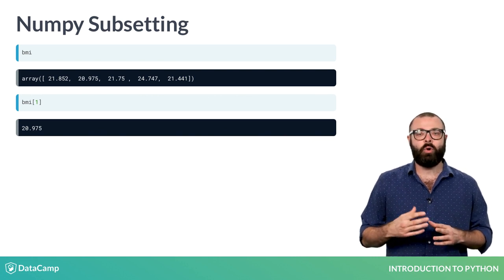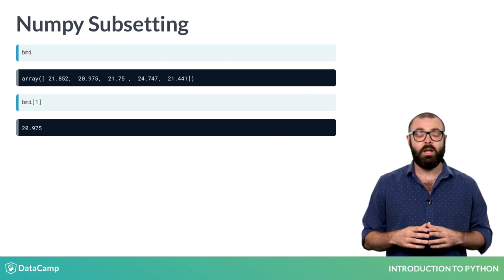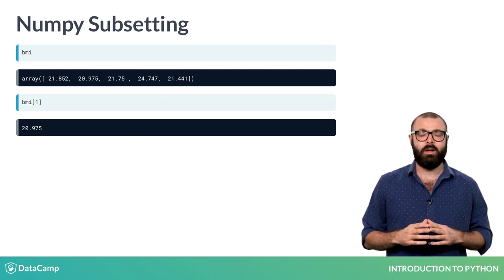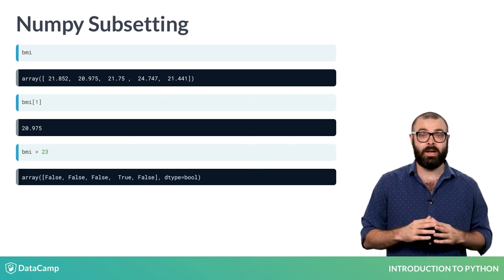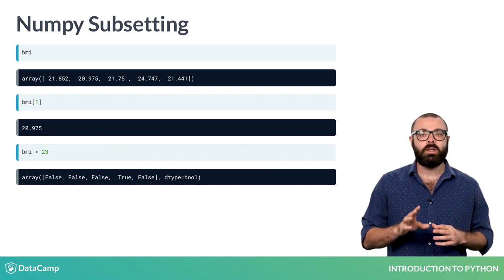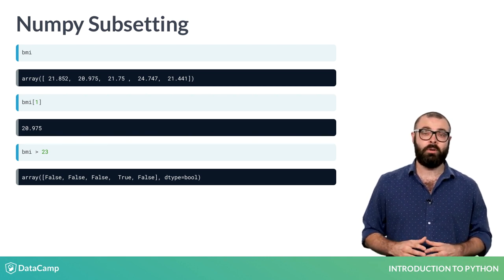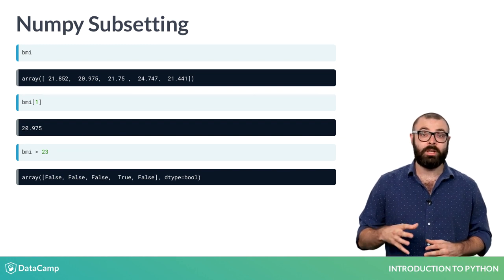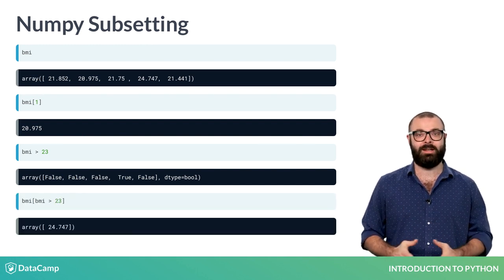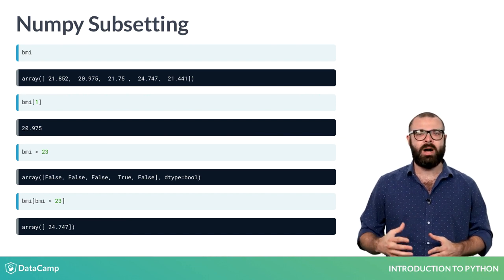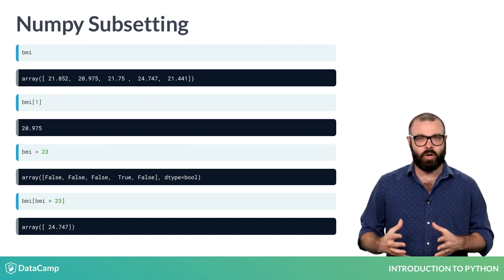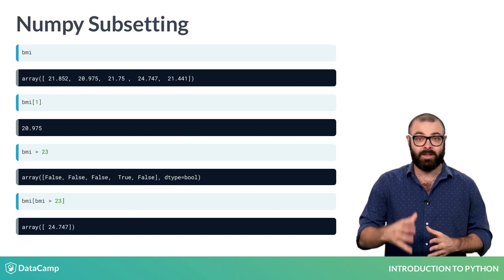Specifically for Numpy, there's also another way to do list subsetting using an array of Booleans. Say you want to get all BMI values in the BMI array that are over 23. A first step is using the greater than sign, like this. The result is a Numpy array containing Booleans: True if the corresponding BMI is above 23, False if it's below. Next, you can use this Boolean array inside square brackets to do the subsetting. Only the elements in BMI that are above 23, so for which the corresponding Boolean value is True, are selected.